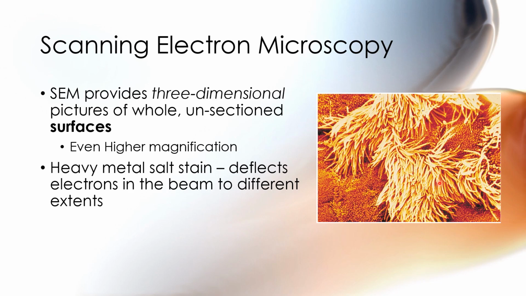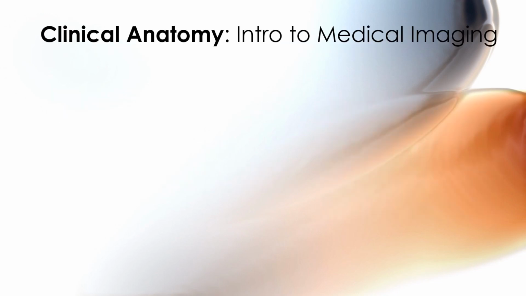And don't worry about how it's stained, but it's stained a certain way with heavy metals. And essentially it deflects the electrons that they shoot at it. And so you get this different image from the electrons bouncing off that heavy metal.